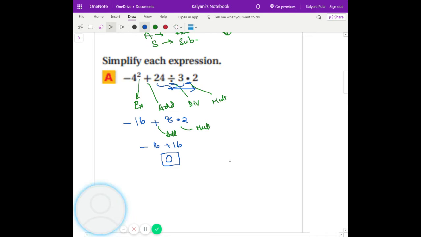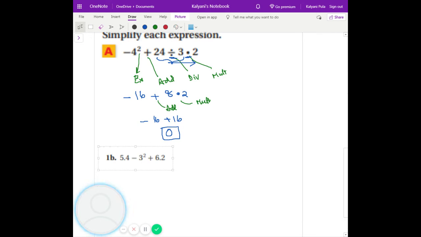Okay, let me get you a sample question. I want you guys to try this so that we can move on to the next one. Let's try this question. Follow the order of operations, just what we did.